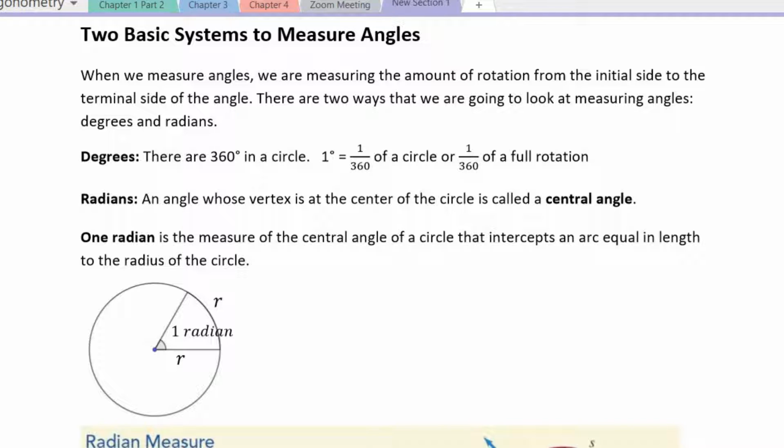There are two basic systems to measure angles that we're going to be looking at in this course. When we measure angles, we're measuring the amount of rotation from the initial side to the terminal side of the angle. There are two ways that we're going to look at measuring angles, degrees and radians. Degrees you're probably familiar with. There's 360 degrees in a circle, so 1 degree equals 1/360th of a circle, or 1/360th of a full rotation.